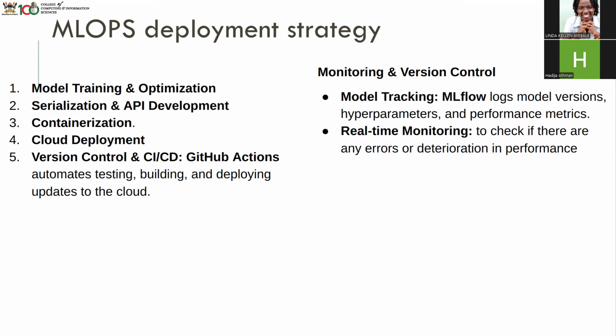For version control, we have GitHub, which automates the testing, building, and deployment updates to the cloud. Then we plan to integrate our model into MLflow. This will help us log the model versions, hyperparameters, and track the model performance metrics. Of course, we'll also have real-time monitoring to check if the model has any errors or the performance has deteriorated.